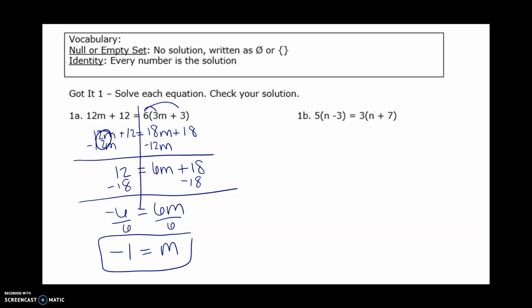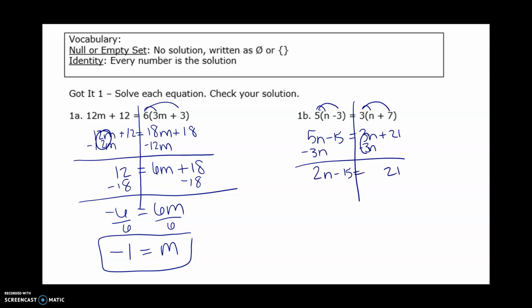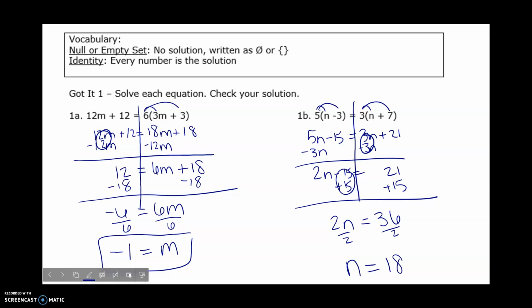Okay, 1b. I'm going to start distributive property. 5n minus 15, 3n plus 21. 3n is smaller, so I'm going to get rid of it. 2n minus 15 equals 21. Add the 15 to both sides. 2n equals 36. Divide by 2. N equals 18.